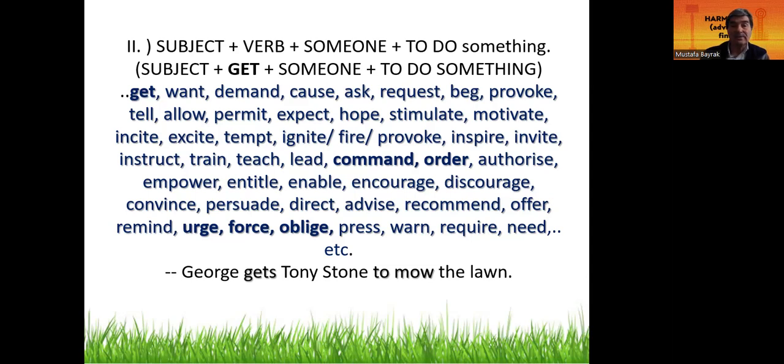For example, George gets Tony Stone to mow the lawn. George gets every month, for example. George gets, simple present tense. George gets Tony Stone to mow the lawn every month. You can put gets here, wants, demands, causes, asks, requests, begs, not provokes as you know, a negative meaning. Tells, allows, permits to, okay. Stimulates, motivates Tony Stone to mow the lawn.